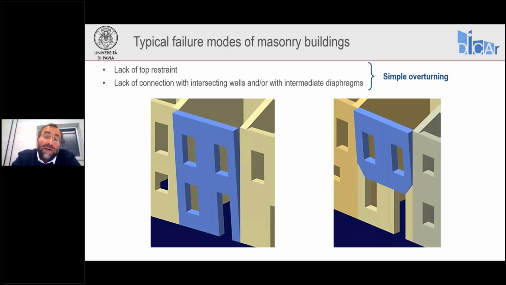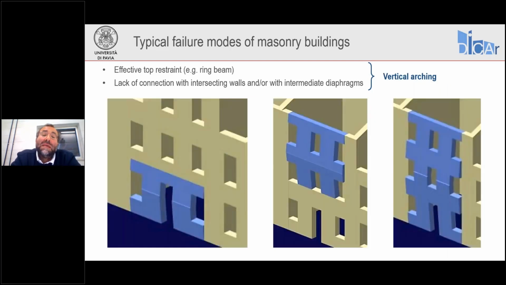If we have poor connections with both intersecting walls and slabs, diaphragms in floors and roofs, then we may develop a simple overturning mechanism where a wall, usually a facade, detaches from the other elements and tends to rotate out of its plane and fall down. However, if some of the connections with the roof or the floor diaphragms are sufficiently strong, then we may prevent this kind of overturning, and we may actually observe another mechanism, which is the so-called vertical arching.